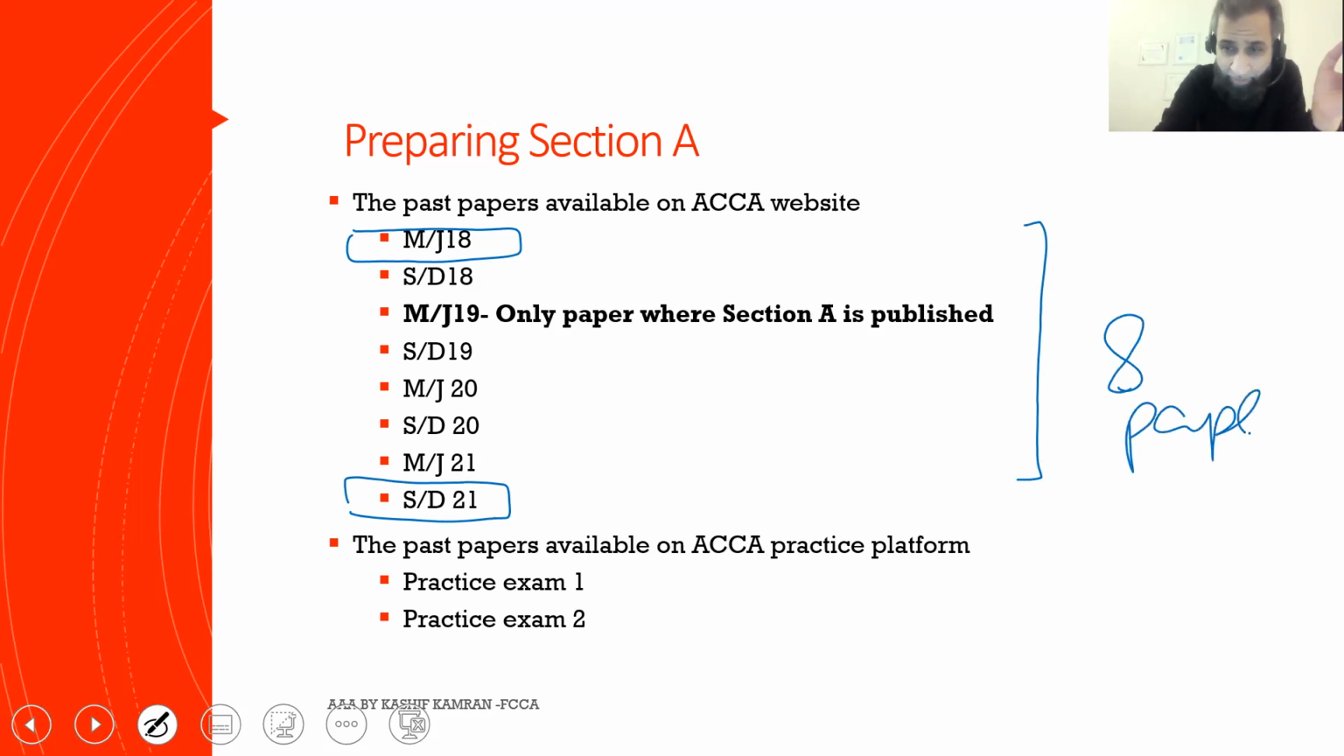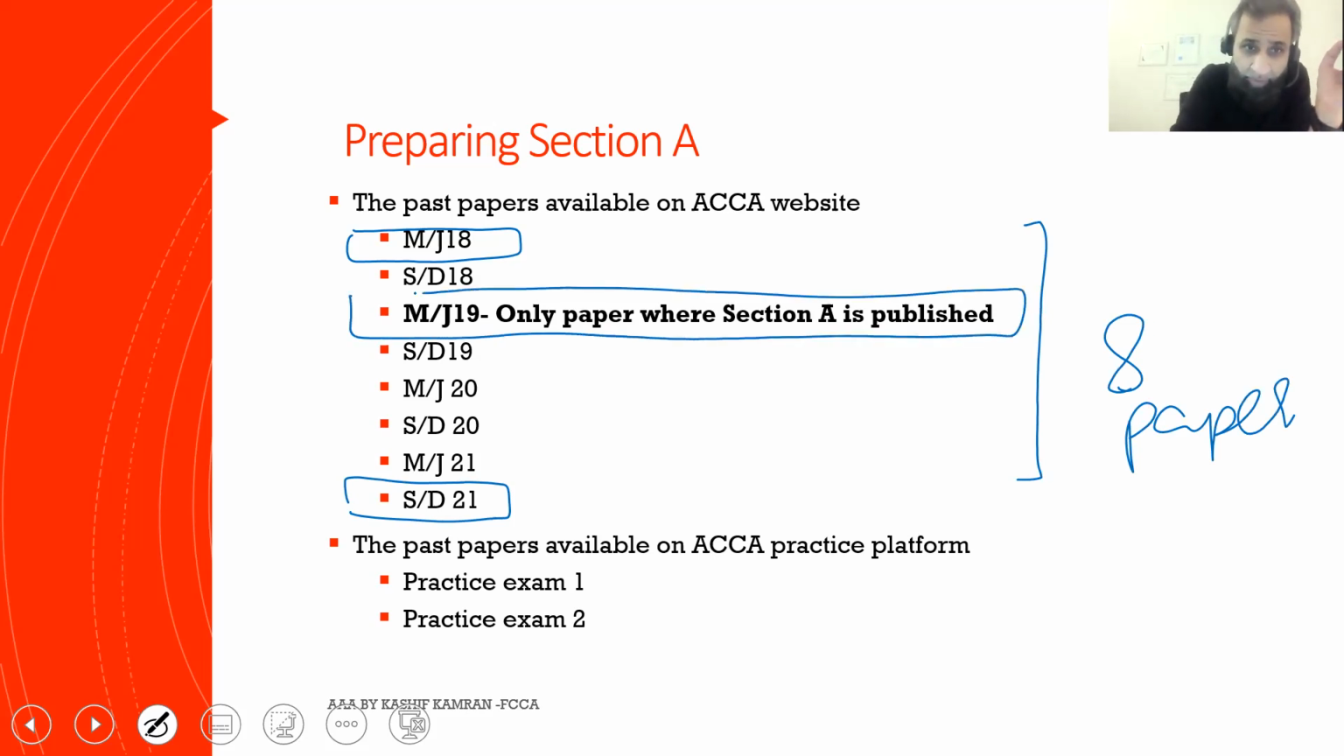Now, when you look at these 8 papers, only in one paper, which is right here, March, June 19, the section A is published. You open the other papers, you will only find the constructed response questions, which is section B. You will not find the section A questions in any paper besides March, June 19. So you open the March, June 19 paper, look at the OT case and OT questions, and do your self-practice, number one.